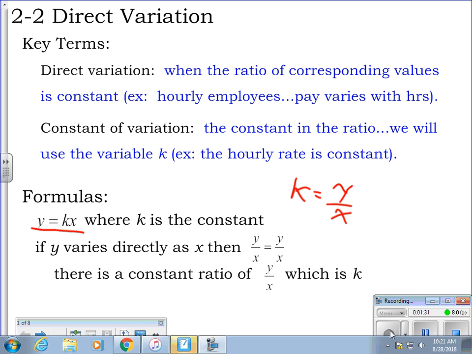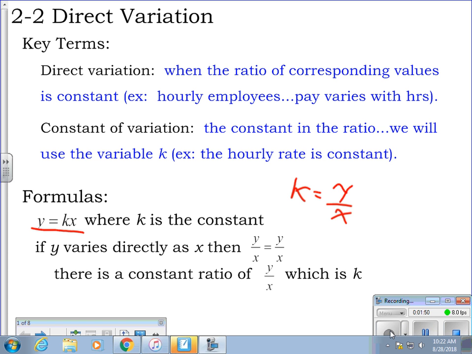Okay? And if I have direct variation and I have two variables that vary directly, those two variables will have the same relationship every single time. Y divided by x equals y divided by x equals y divided by x, every single time, no matter what, if it's direct variation.